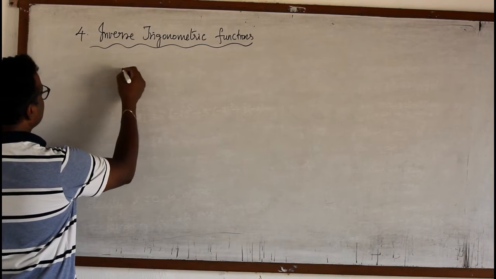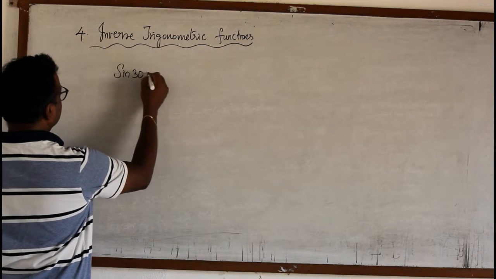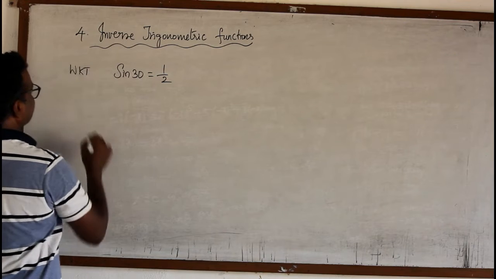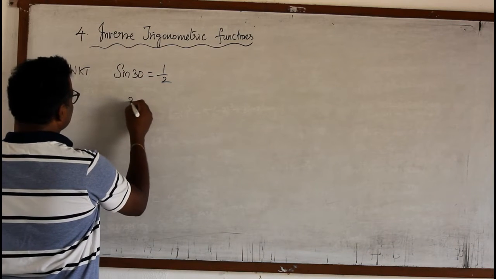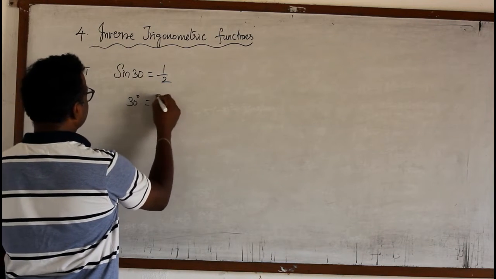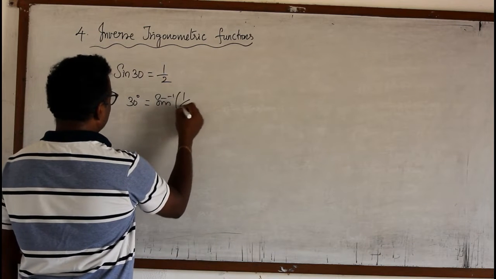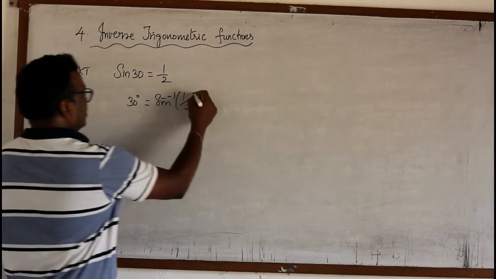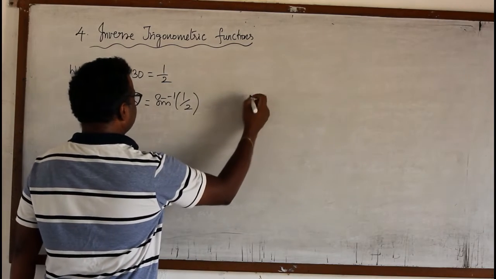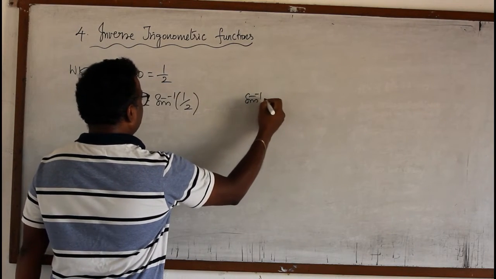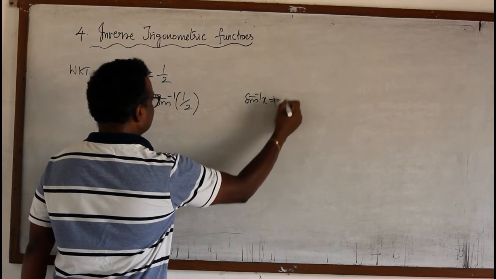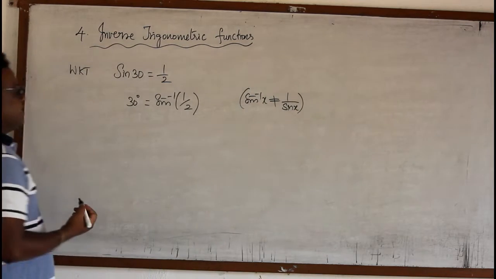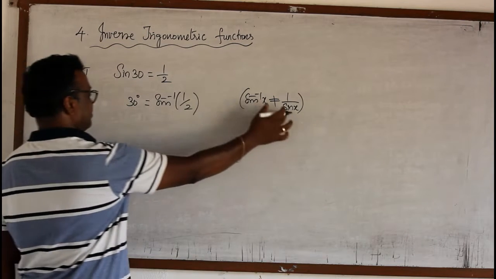Suppose sine 30 equals, we know, 1 by 2. Then this 30 degree can be written as sine inverse of 1 by 2. Note that sine inverse of x is not equal to 1 by sin x. This we must be very clear about.